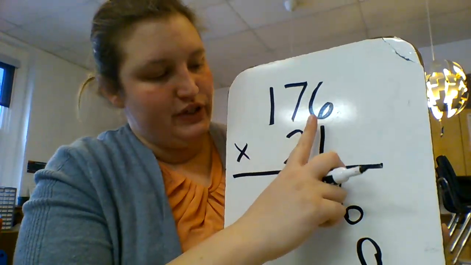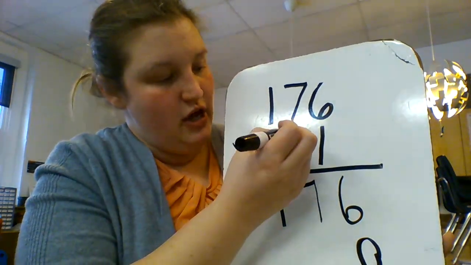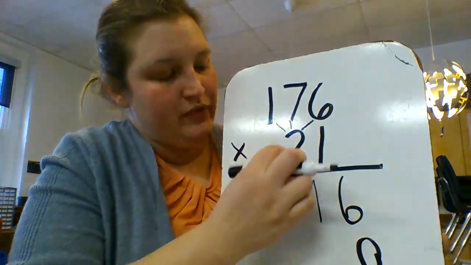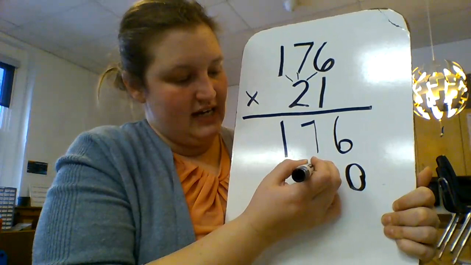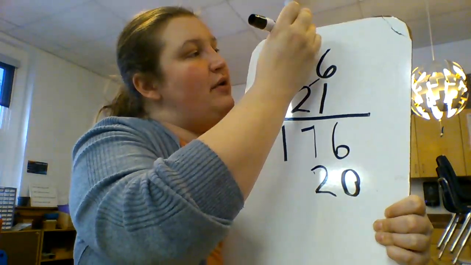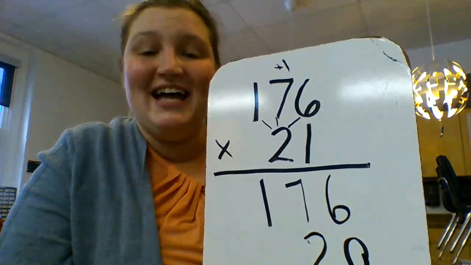So now I'm going to pretend that my 1 isn't there, and I'm going to multiply 2 times each. So I'm going to do 2 times 6, 2 times 7, 2 times 1. So 2 times 6 is 12. I'm going to make sure I line up my numbers nice and neat so that it's easier to add. I carry my 1.